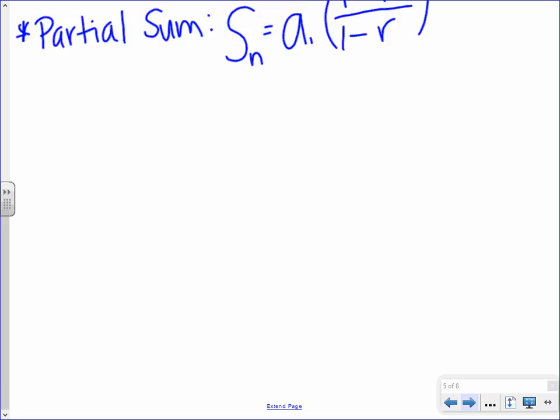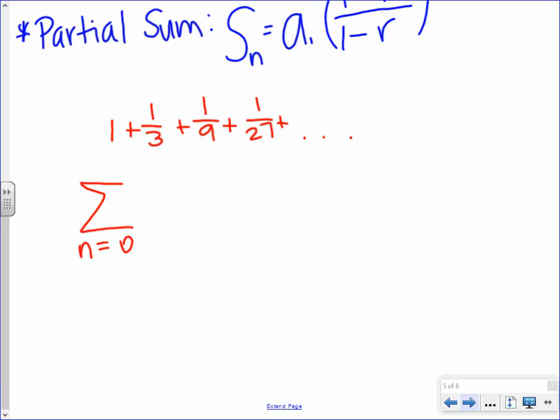Okay, so let's go back to that sequence I was talking about earlier. Yesterday you had 1, 1/3, 1/9, 1/27, etc. If we change this to a series, then this would be the series, n equals 0 to infinity. Our first term is 1 times our r value is 1/3, since that's what we keep multiplying by. So we're going to write it like this.